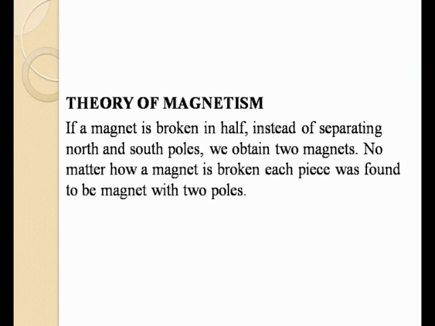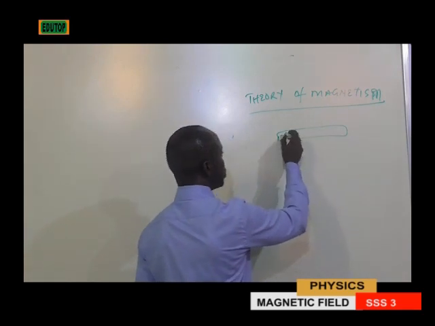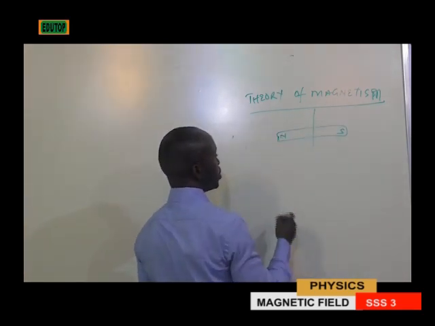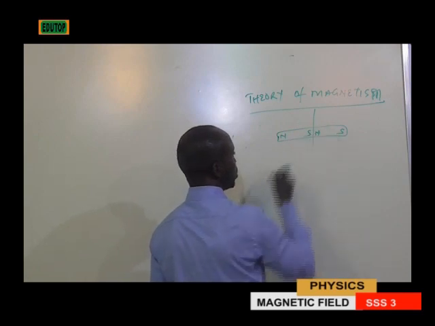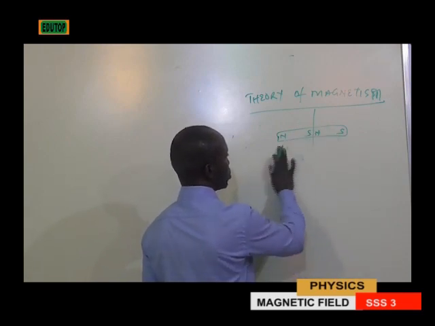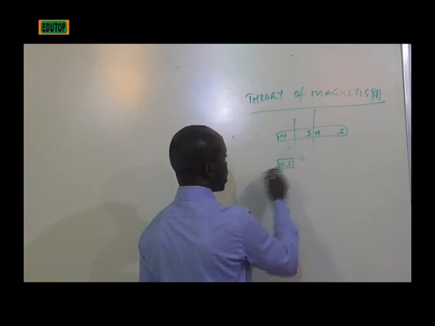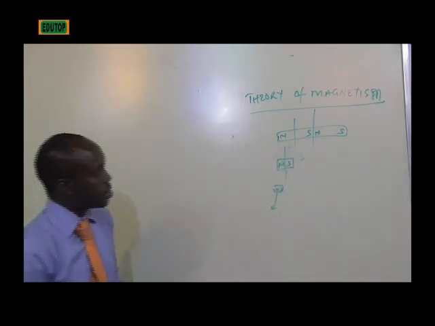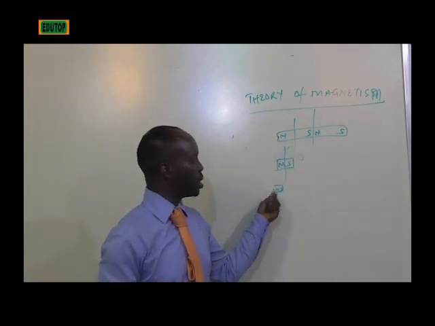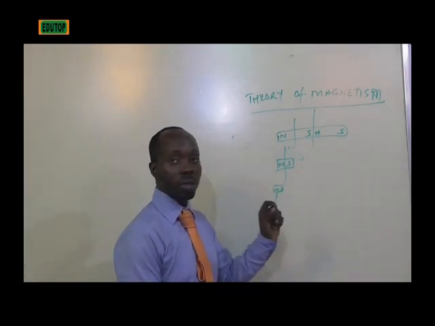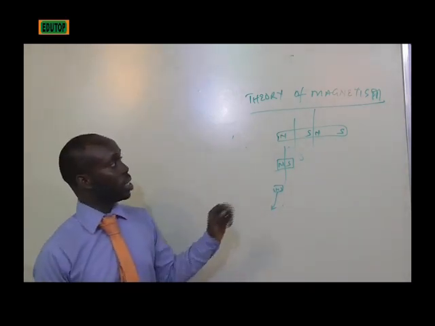It says if a magnet is broken in half, instead of separating north and south pole, we will obtain two magnets. You understand? No matter how a magnet is broken down, each piece will be found to be a magnet with two poles. Very straightforward. If I have a bigger magnet, we have the north and the south. If I break it down, I will have north, south. If I break this one down too, I'll have north, south. If I break this down, I'll have north, south. So irrespective of the size of what I'm breaking down, there will always be a north and south pole. That's a major theory under magnetism.